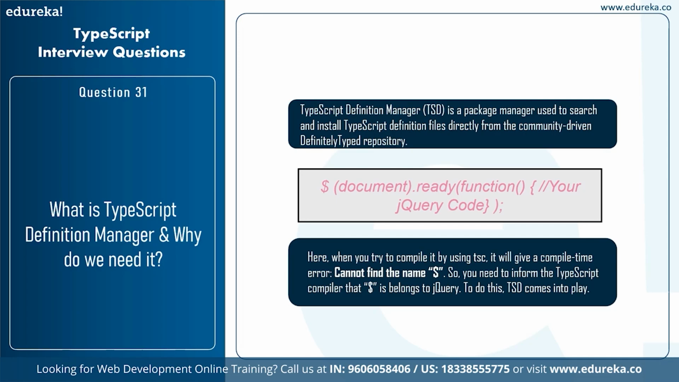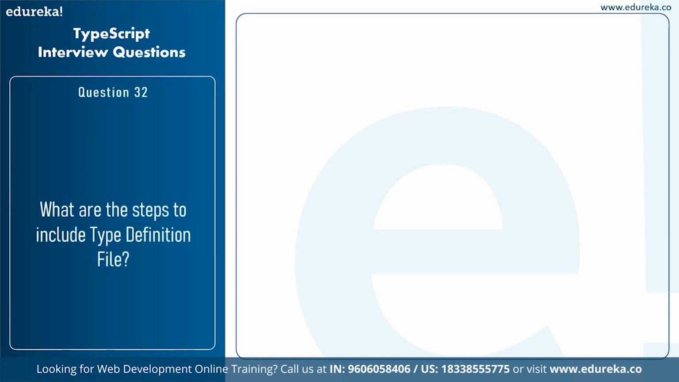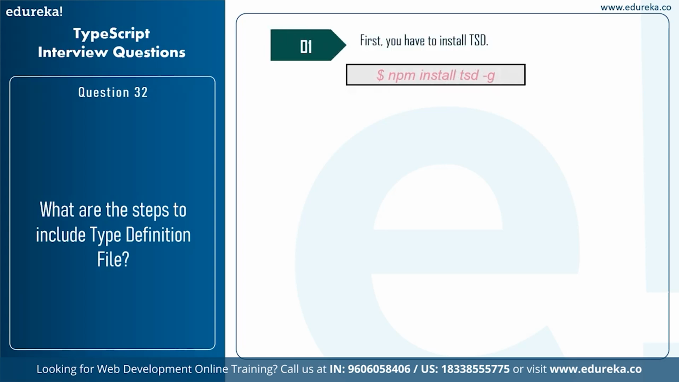So now that you've understood how it works, moving on to the next question, what are the steps to include the type definition file? Now there are various steps involved in this process of including the type definition file. So first of all, you have to install the TSD. Now for this, you can use the command $npm install tsd -g. Here npm is our Node.js package manager. So using that, we are installing the tsd globally.